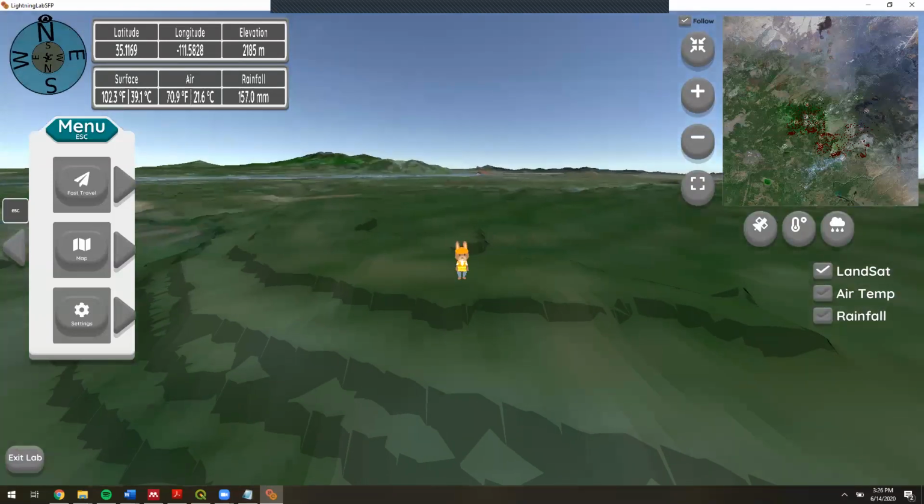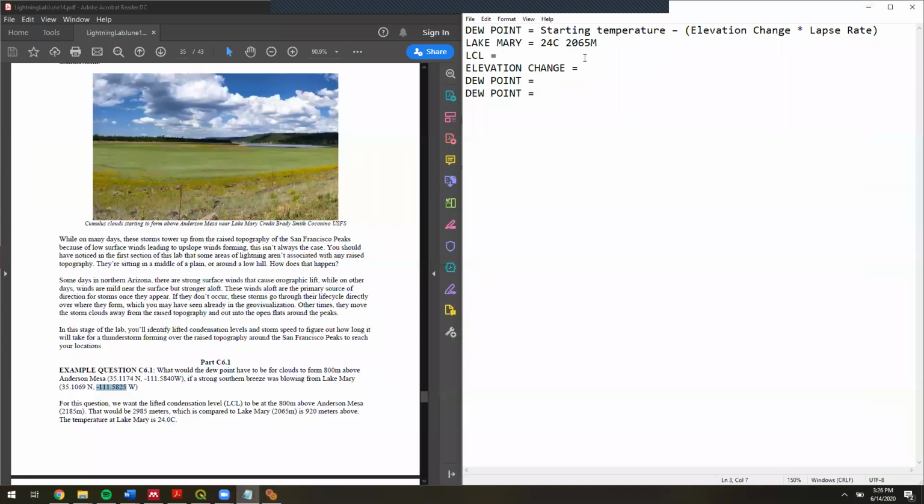Okay, so this elevation is 2,185 meters. 800 meters above that would be 2,985 meters. That's the height of our lifted condensation level, the point where the cloud base is forming in this example. But now we need to figure out the dew point.